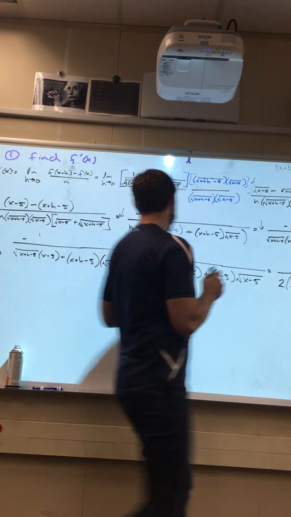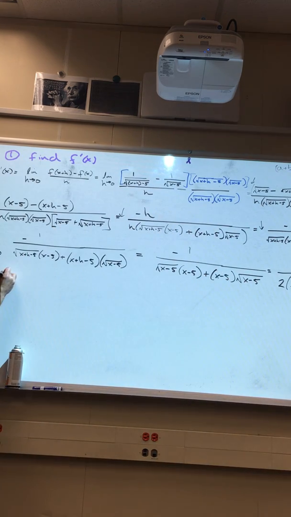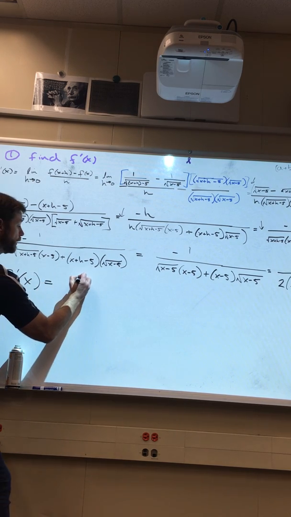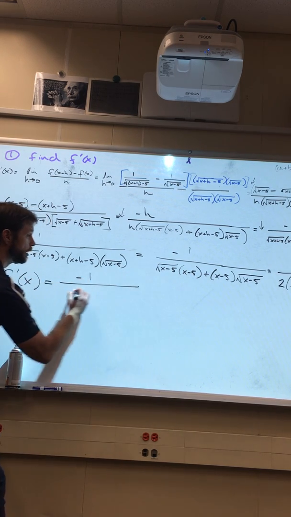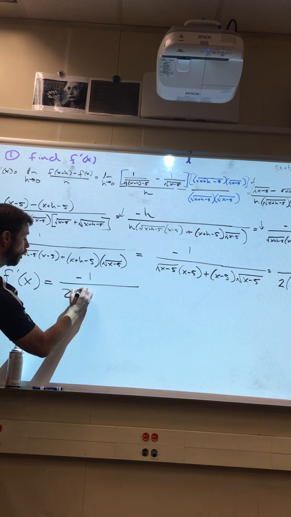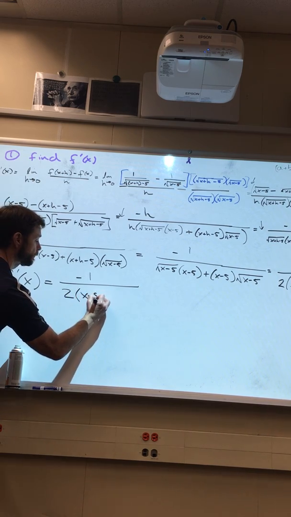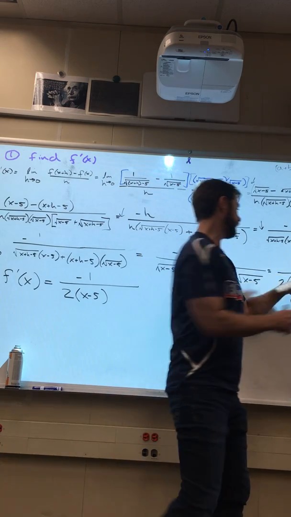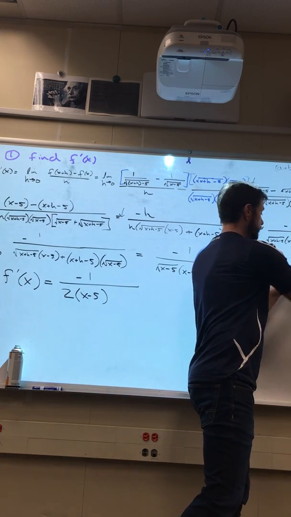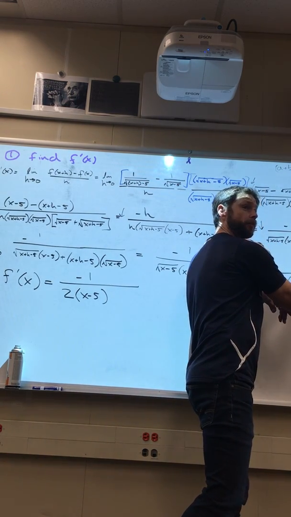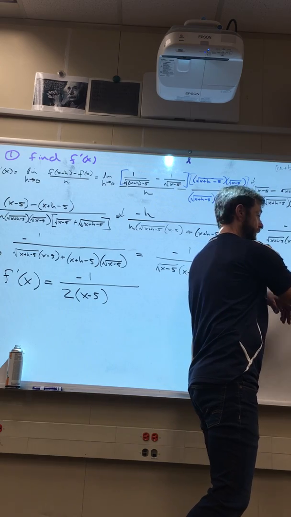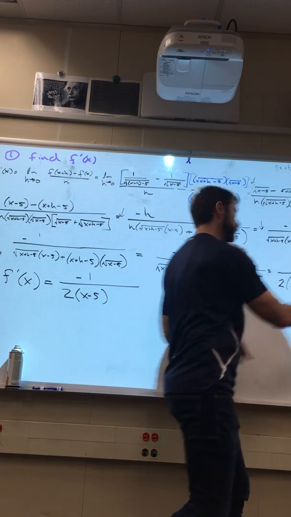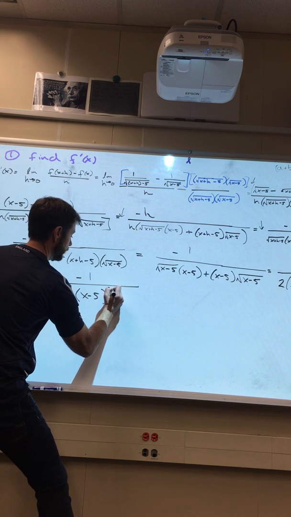So finally, f prime of x will be equal to negative 1 over 2 groups of x minus 5 to the addition of the exponents. This is 2 halves, because it's power 1, 2 halves, plus 1/2. 2 halves plus 1/2 is 3 halves.